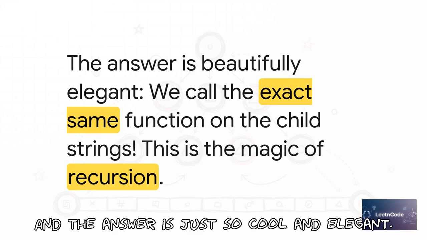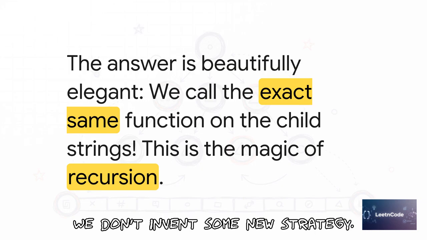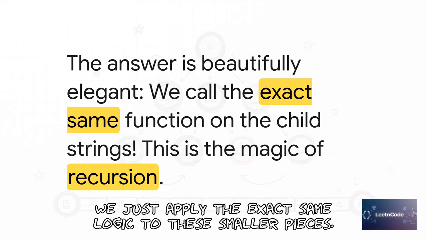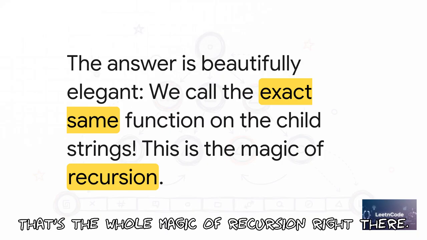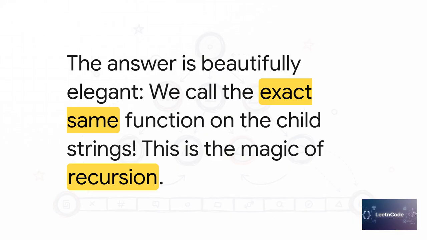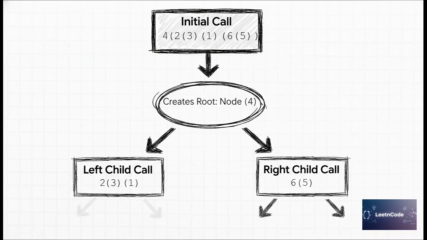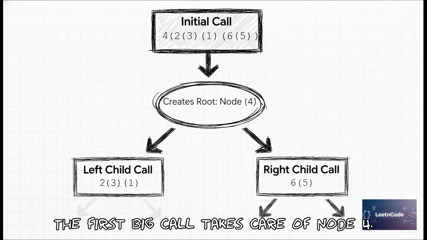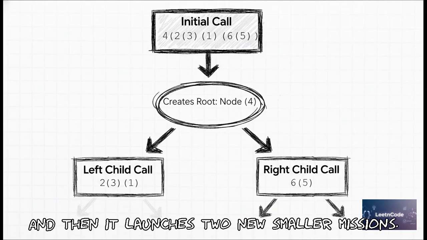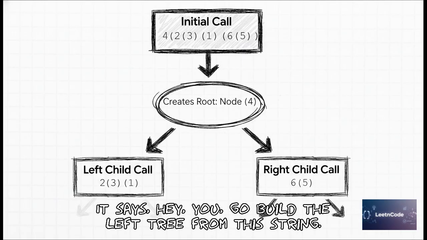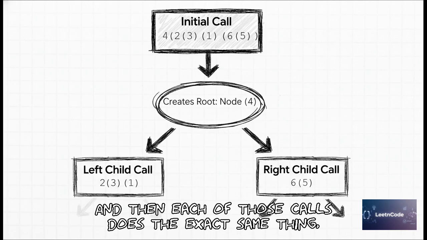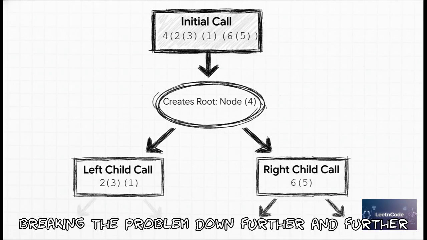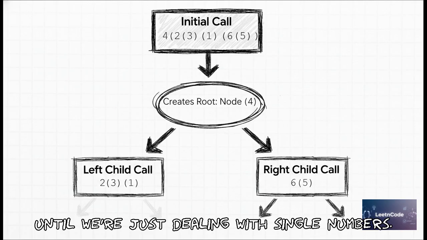And the answer is just so cool and elegant. We don't invent some new strategy. We just apply the exact same logic to these smaller pieces. We call our function again on them. That's the whole magic of recursion right there. You can literally see the chain reaction here. The first big call takes care of node 4, and then it launches 2 new smaller missions. It says, hey, you, go build the left tree from this string, and you, go build the right tree from that one. And then each of those calls does the exact same thing, breaking the problem down further and further until we're just dealing with single numbers.